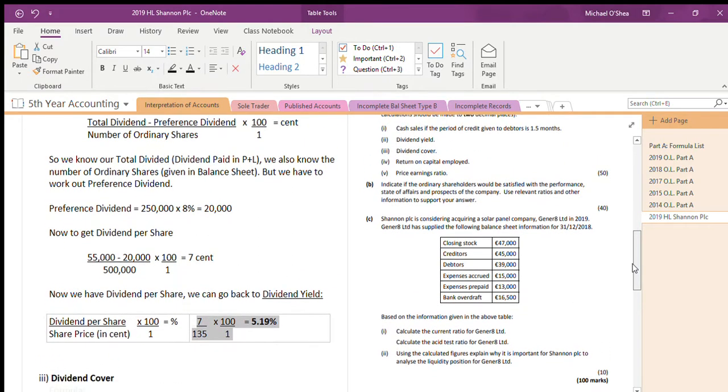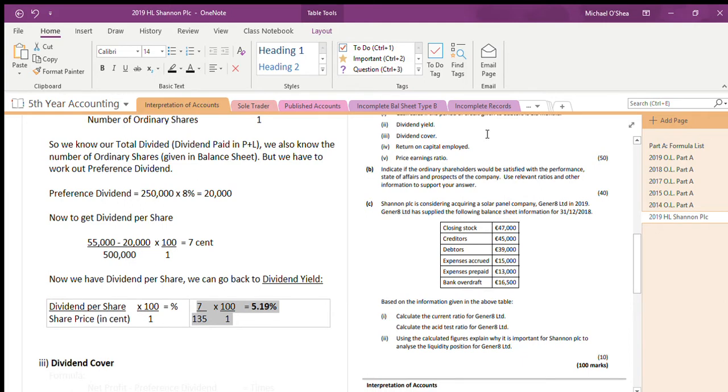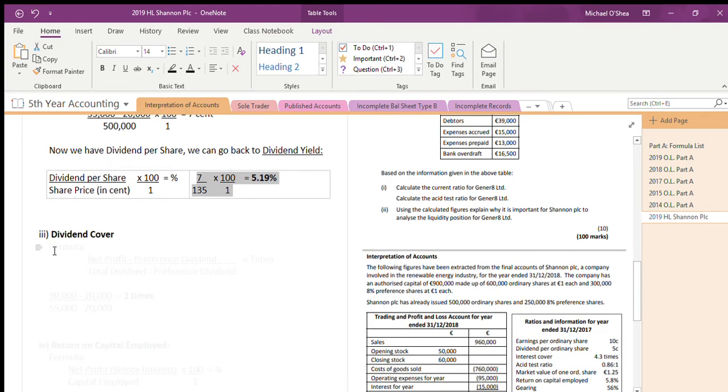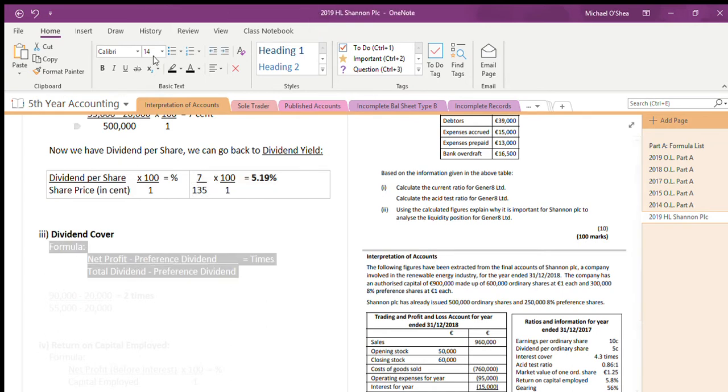The next two aren't as long to calculate. The third one is dividend cover. The formula for dividend cover is as such: net profit minus preference dividend, divided by total dividend minus preference dividend, equals times.